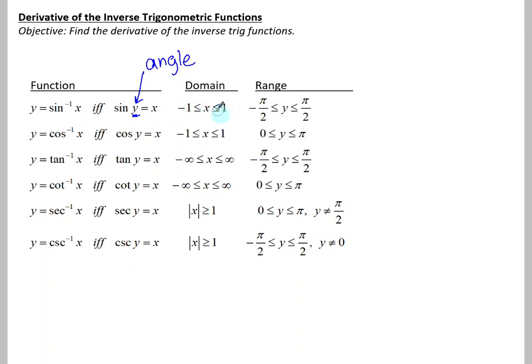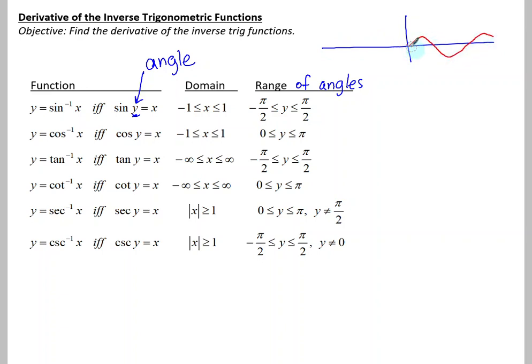The domain for this inverse sine function goes from -1 to 1, where the only things that x can be are from -1 to 1. And the range, which is more important to remember, the range of angles is only from -π/2 to +π/2. Now, when we think normally of the sine function, which cycles forever and ever, right?